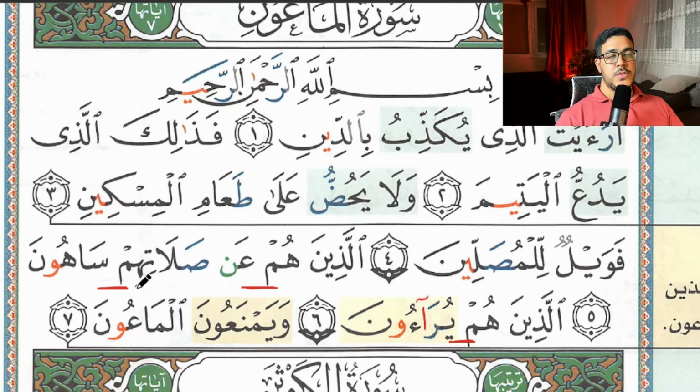So in the first one, hum an. The second one, صلاتهم ساهون. And the third one, الذين هم يراءون. In all three positions, we had to do Izhar Shafawi, just pronouncing the Meem clearly, with no Ghunnah, with nothing at all. And this is the end of our lesson today.